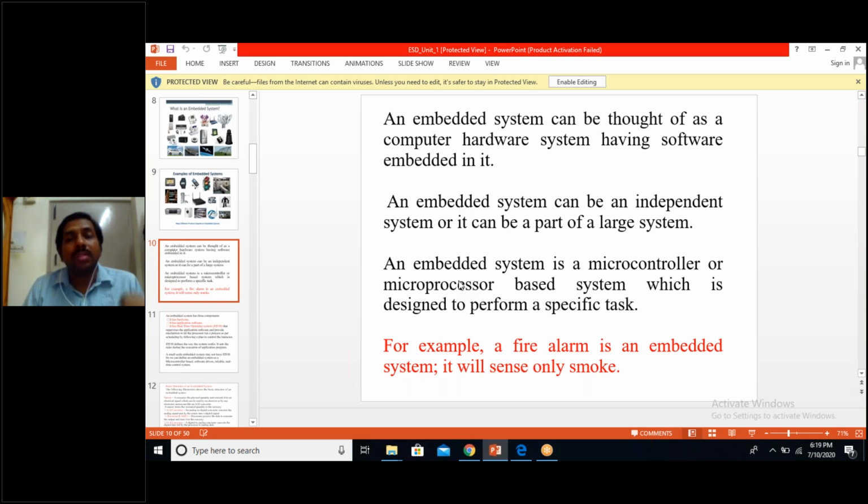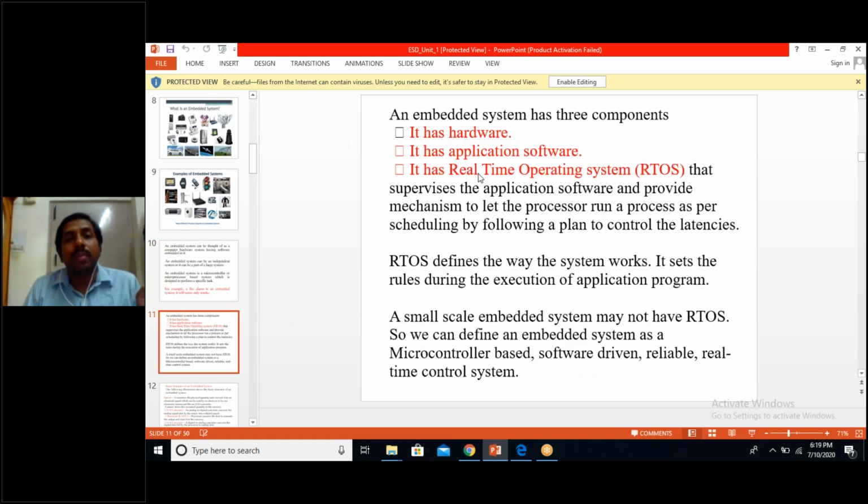Now embedded system can consist of a microcontroller or microprocessor designed to perform a specific task. So as I told, these embedded systems are designed for a specific task. An embedded system designed for controlling a fire alarm cannot be used for washing the clothes. So a fire alarm can only sense smoke. So what is an embedded system consisting of? An embedded system is consisting of three components: one hardware, one application software, and one OS.